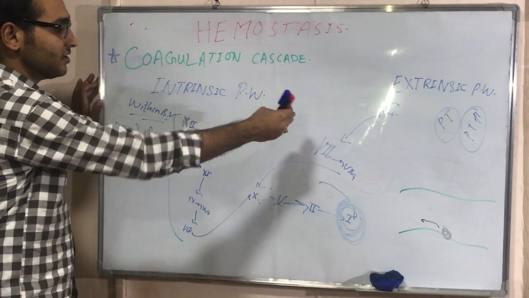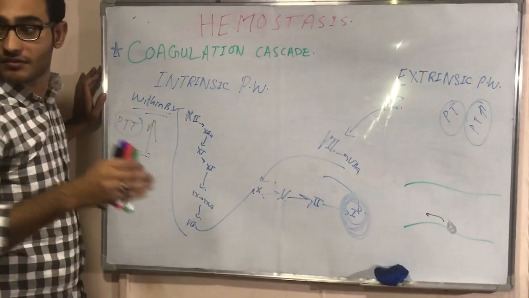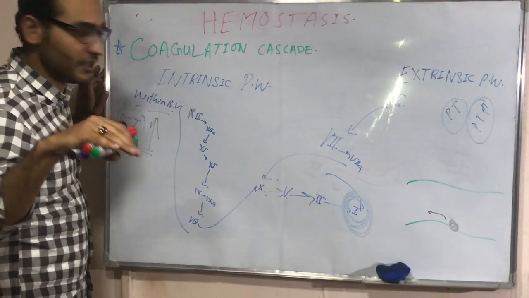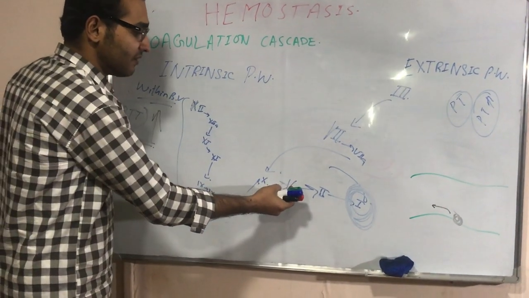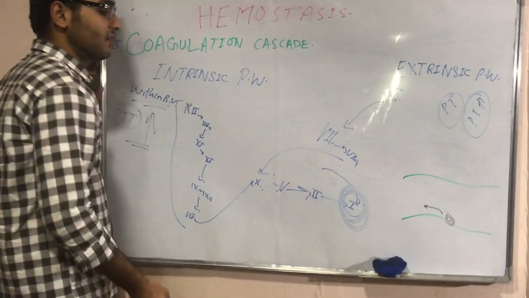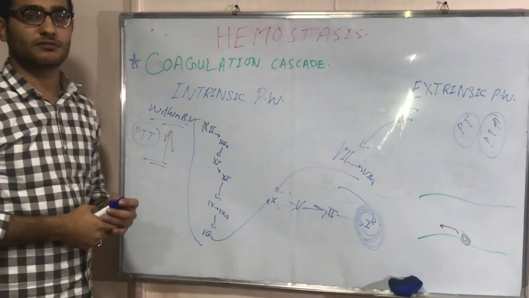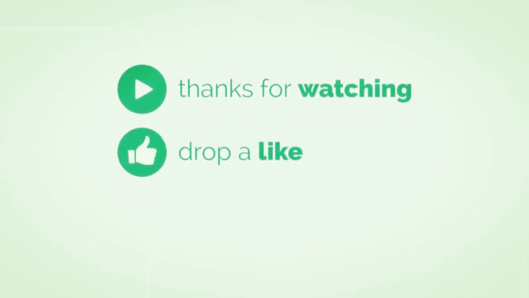These both mechanisms then lead to the common pathway. The common pathway activates factor number 5, which is the Leyden factor, then factor number 2, factor 1 and the fibrin stabilizing factor, and makes the firm clot, which is the main thrombus.